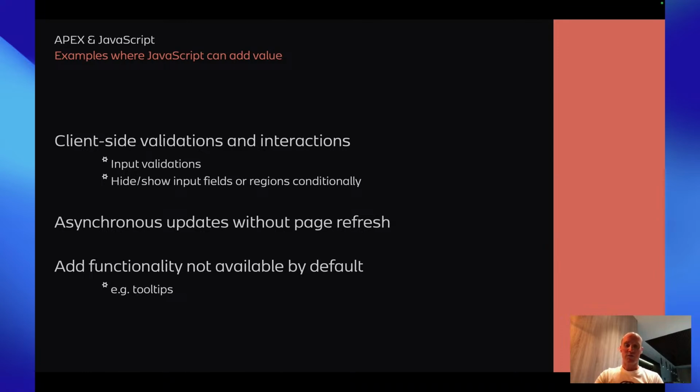We could also add additional functionality, for example, tooltips. Those aren't available natively in Apex at the moment. So we could load an additional library for it, providing this functionality.